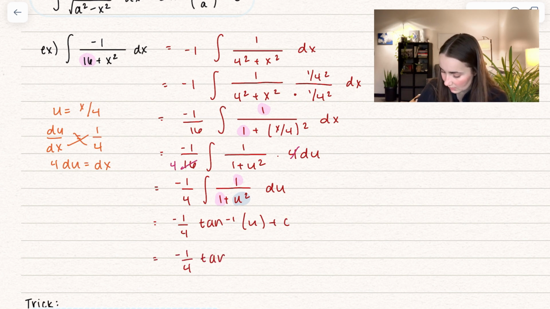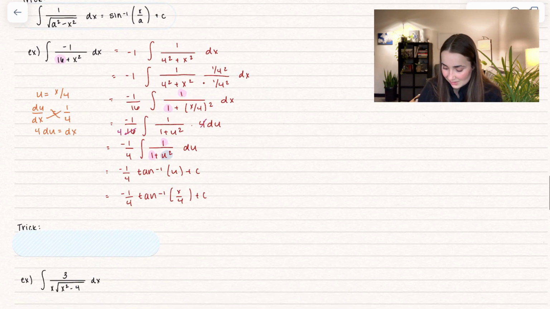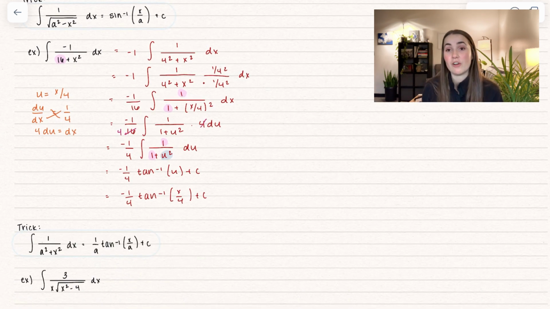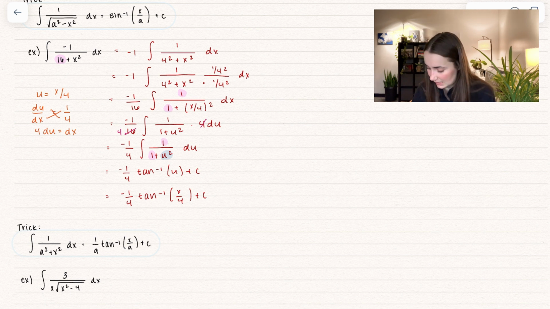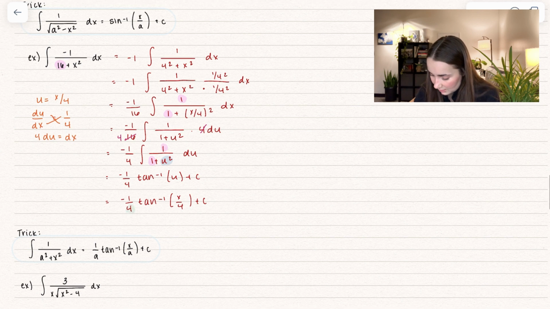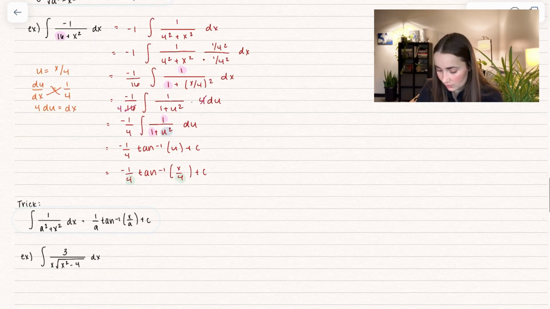So we had u is equal to x divided by 4. So again, this shows us our trick, which is when we have 1 over a squared plus x squared, where a is any number, we have to multiply it by 1 over a tangent, inverse tangent of x divided by a plus c. So notice in our final solution, we got that 4 down here, and we have x divided by 4 right here.